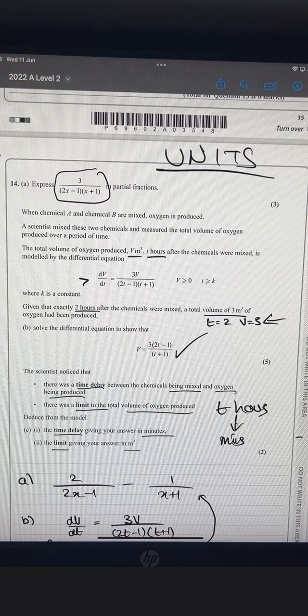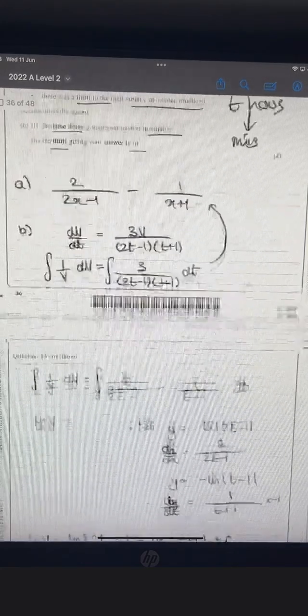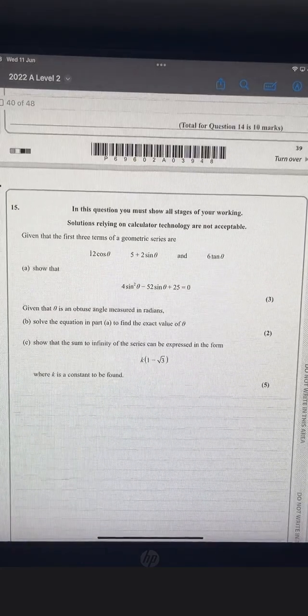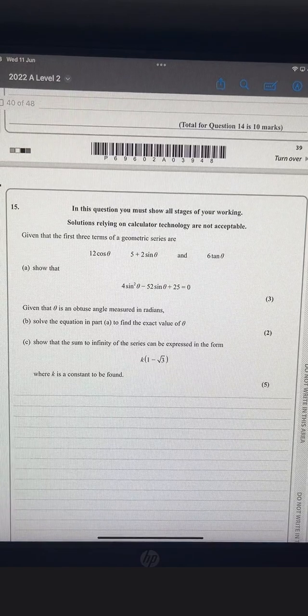So I think I'm going to do one more question from this paper, and then I'm going to do some questions from another paper that I started yesterday. This question is kind of sneaky. So I'm just going to have it on the screen for a second while I have a little drink.